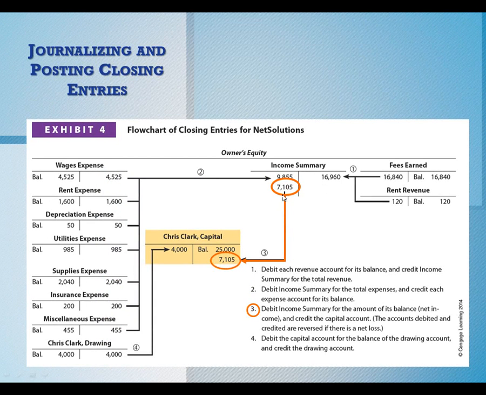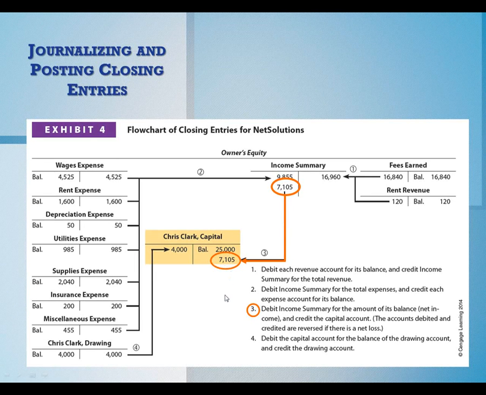There is a 7,105. So how am I going to get that out? How am I going to get this to 0? Well, you have 16,000 over here, and you've got 9 over here. So you have to put the 7 over here in order for that to be equal to that. So we will debit income summary and credit our capital account.